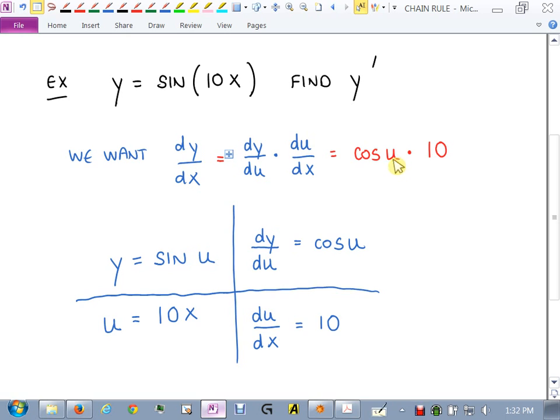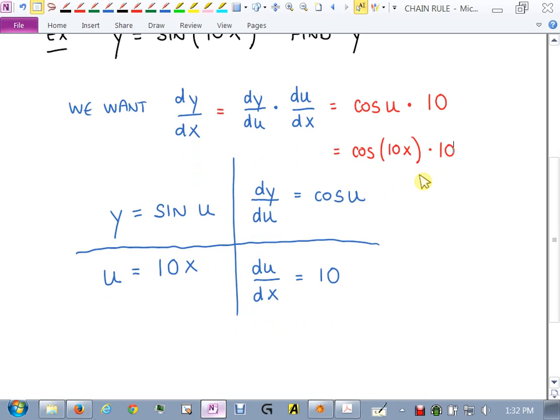So all I need to do is go back to my table and figure out what was u. What was u? 10x, right? So let's just rewrite this answer again, replacing the u with 10x, also keeping in mind that this u is trapped in the cosine. This 10 is being multiplied. You cannot force numbers in through cosines, right? So this 10 is like a constant sitting on the outside.